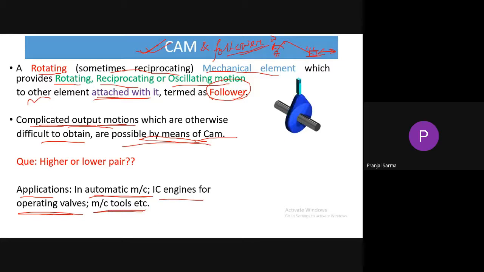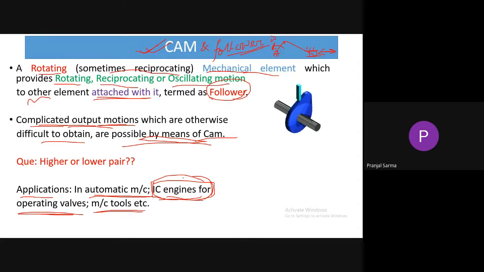Okay. Now, up to this much, is it clear? That means what is this cam and follower that we are talking about, or why basically it is required? Are you following me? Yes. Okay. Now, if you consider the IC engine valve operation, all of you know what to understand by IC engine. What is the meaning of IC engine? IC means internal combustion engine.